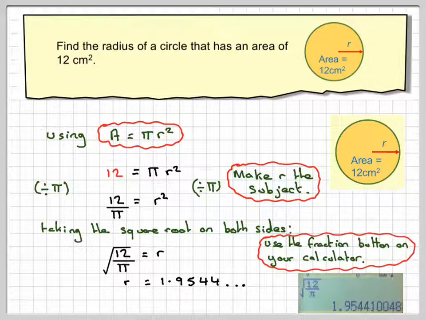1.9544. To three significant figures, that 4 has no effect on the 5, so we're going to get that r is equal to 1.95 centimeters to 3 significant figures.